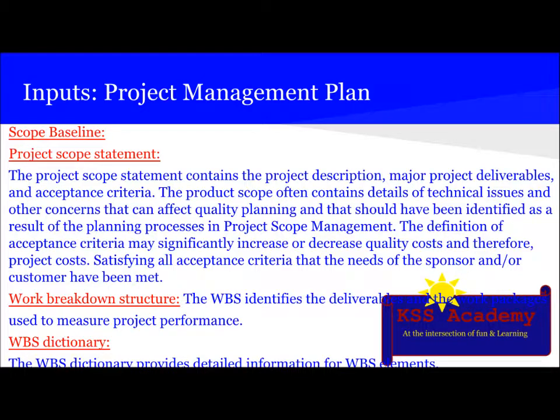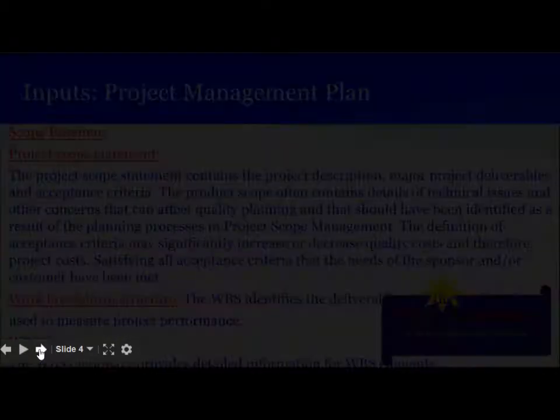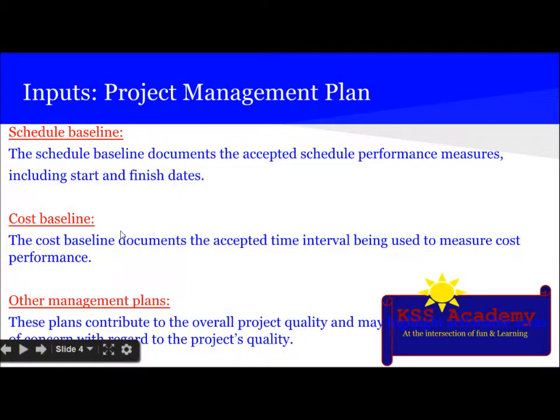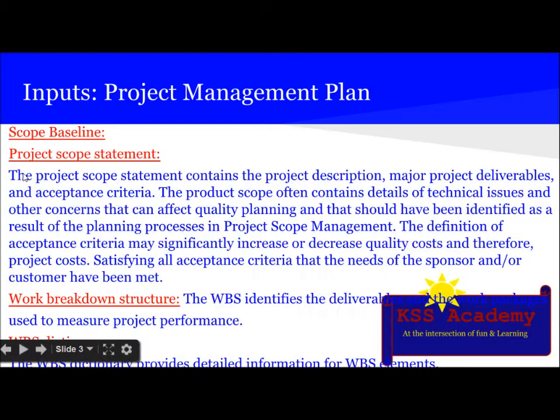The first input is the project management plan, which consists of scope baseline, schedule baseline, cost baseline, and other management plans. In the scope baseline, there are three things to remember: project scope statement, work breakdown structure, and WBS dictionary. The project scope statement contains the project description, major project deliverables, and acceptance criteria.